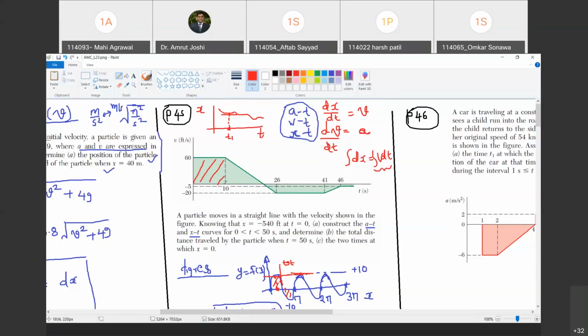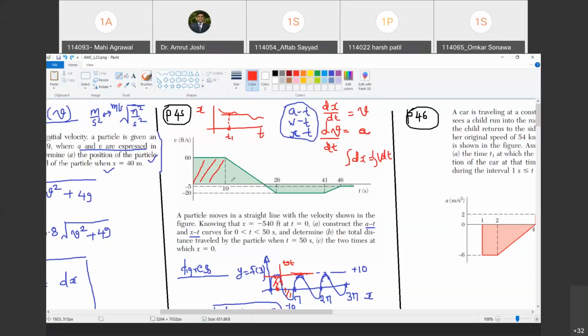So the area under the velocity time diagram from t equal to 0 seconds to t equal to 10 seconds is going to give me the change in position from t equal to 0 seconds to t equal to 10 seconds. Are you with me? Yes, sir.